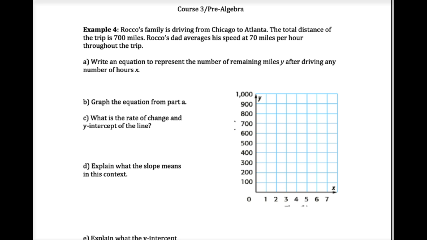All right, so the total distance of the trip is 700 miles. Rocco's dad averages a speed of 70 miles per hour, so Rocco's dad's driving pretty quickly. And throughout the trip, to average 70 miles per hour, that's pretty good.